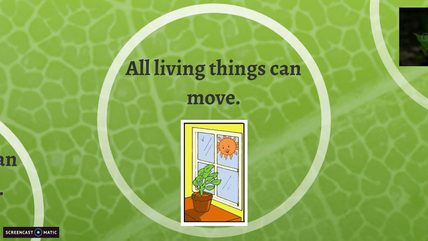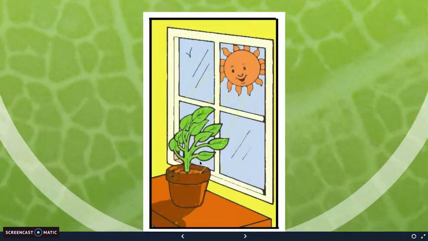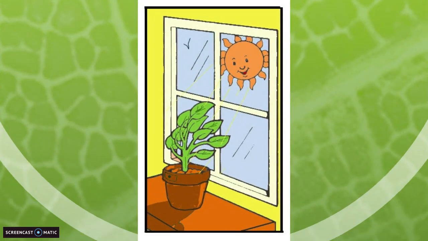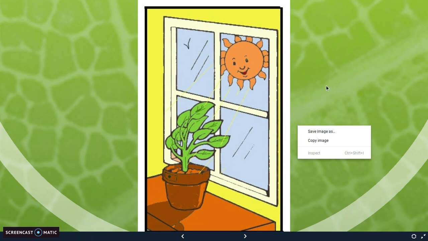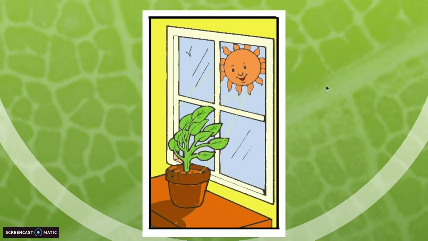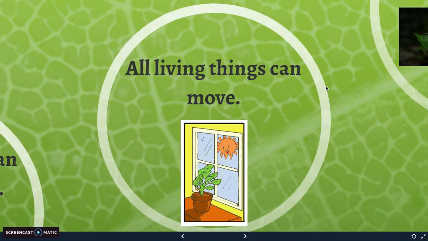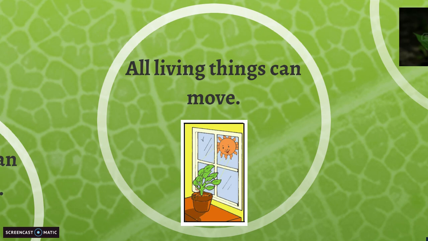All living things can move. But remember, boys and girls, it means that they can move on their own. So the plant in the picture is actually moving towards the sunlight so it can get its food for energy. It is growing towards the sun, which is another process. It's moving and it's responding to the sunlight, which also is a process. We move by moving our legs, moving our arms, walking, running, things like that.